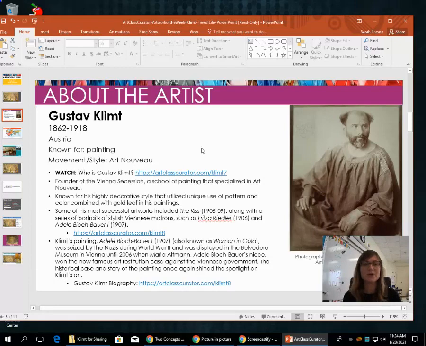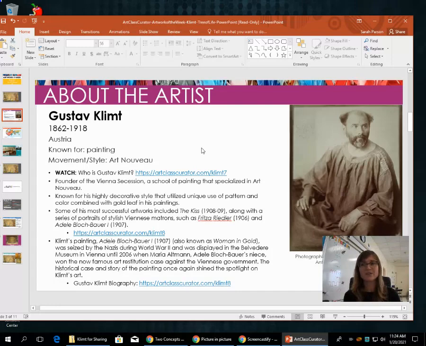Let's learn a little bit more about the artist Gustav Klimt. He was born in 1862 and died in 1918. He's from Austria, which is in Europe, and he is best known for his paintings. He did some on canvas, and he also did some murals, which are large-scale paintings right onto a wall.